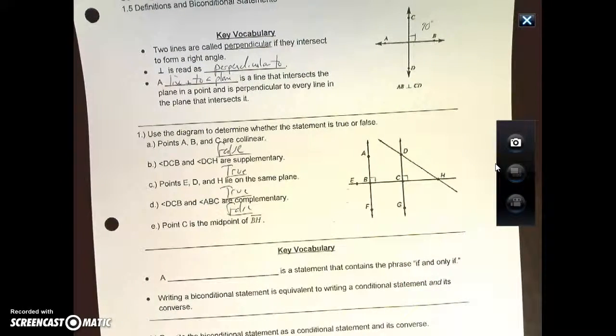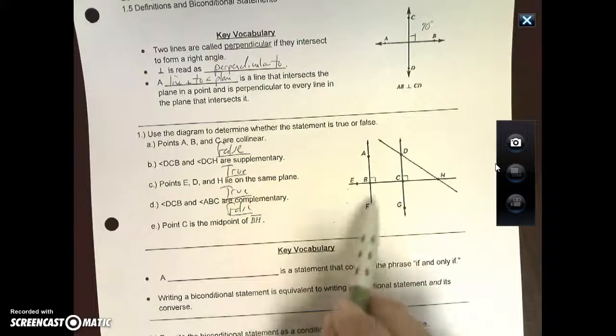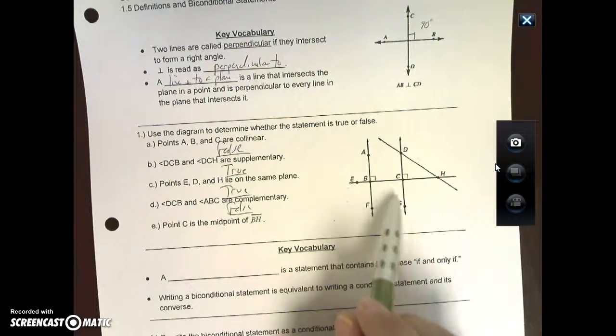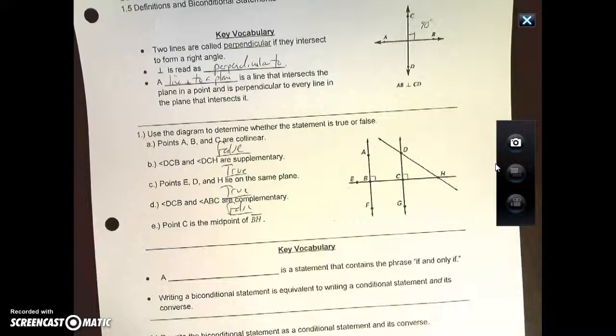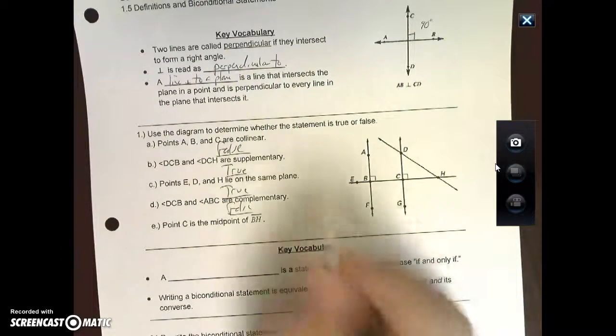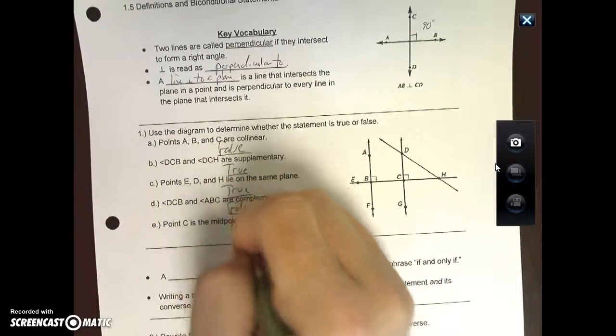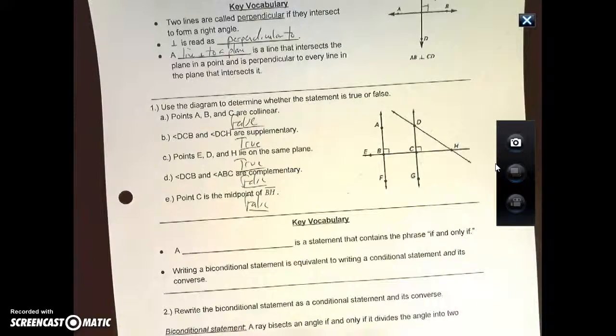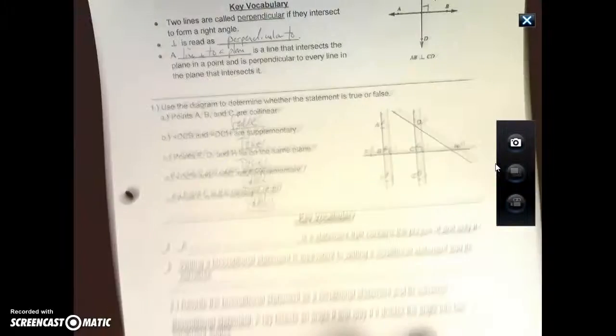And lastly, point C is the midpoint of BH. Now, this is a tricky one. When you first look at it, C looks like it might be the midpoint of B and H. However, in order to say something is true, you must have something to back it up. Very important rule, okay? So just by looks alone, we don't have enough information. So we would say false here, and if you had to give a reason, it would just be not enough info, NEI, so on, okay? So make sure if you ever say something that you have evidence to back it up.